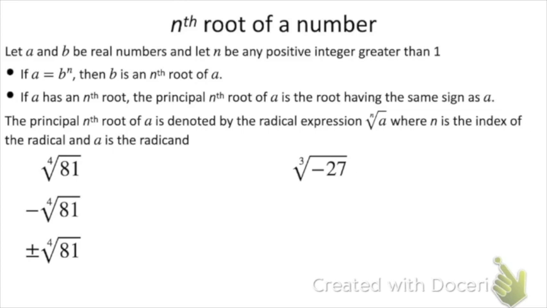And the principal nth root of a is denoted by the radical expression, the nth root of a, where the index is n and the radical symbol, and then you have a, which is the radicand. So if we're looking at the fourth root of 81, the fourth root of 81 is 3. Notice we have the same sign.